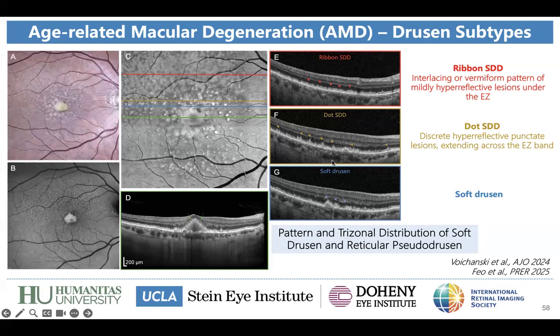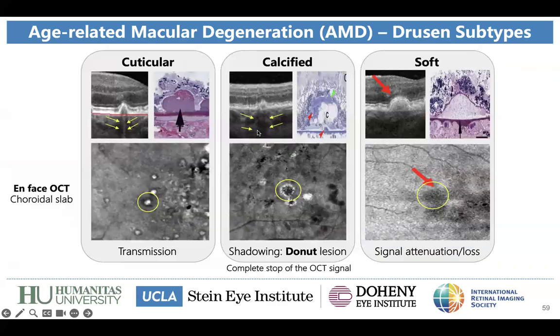The dots usually break through the ellipsoid zone. And you can actually visualize perfectly the pattern and the extension of these lesions. En face OCT at the level of the outer retina can also be applied to visualize these lesions over time, but if we use a lower slab at the level of the choroid, we can actually distinguish also other subtypes of drusen.